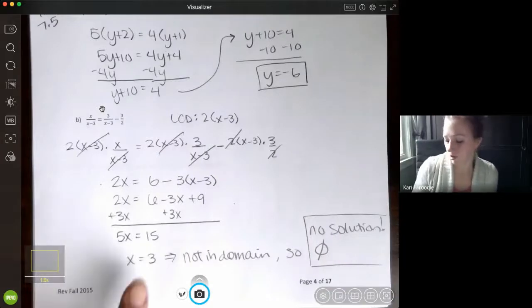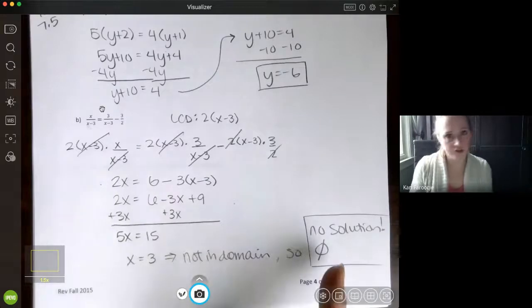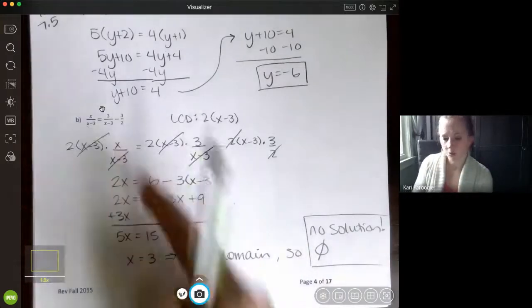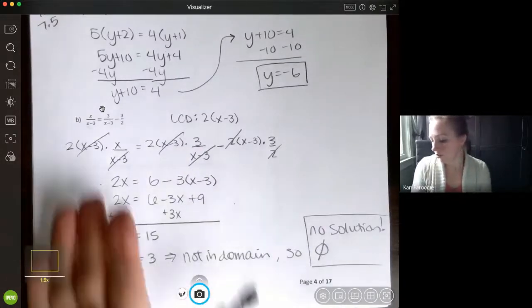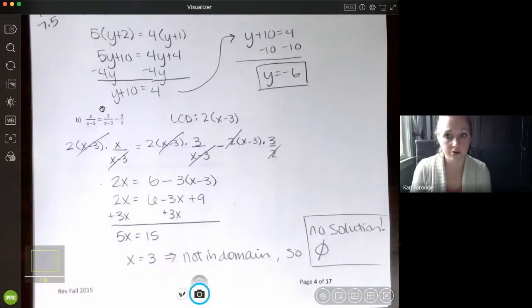I like to see the work. I like to see that you found it. You get credit for doing that. But I mean, if you were to just say no solution from the beginning, how could I give you any credit for that? But show me your work. Show me that you found a proposed solution. You don't have to show me your check. I mean, clearly you can eyeball it and notice that that would make your denominator 0. Questions on that one?